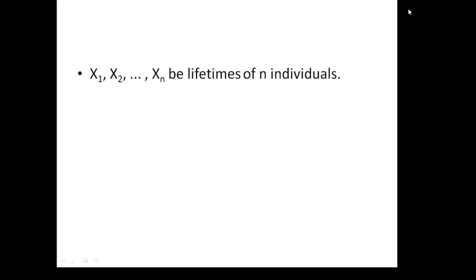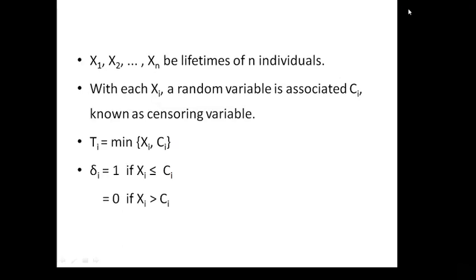Suppose the data is given like this: x1, x2, ..., xn, these are the lifetimes of n individuals. Now this is not the actual data. Suppose these are the actual lifetimes of n individuals. We may or may not be observing these lifetimes. We may be observing these lifetimes, or we may get censored before observing these observations, before taking these readings.